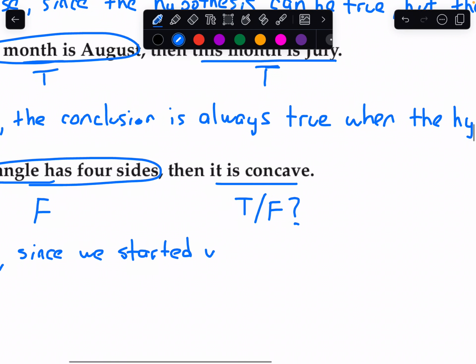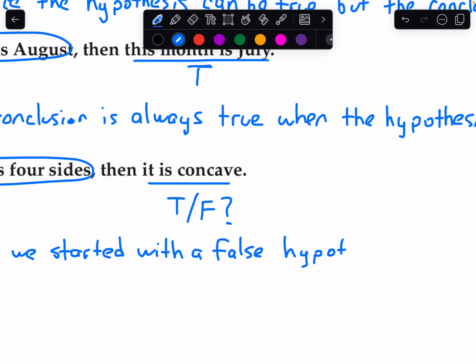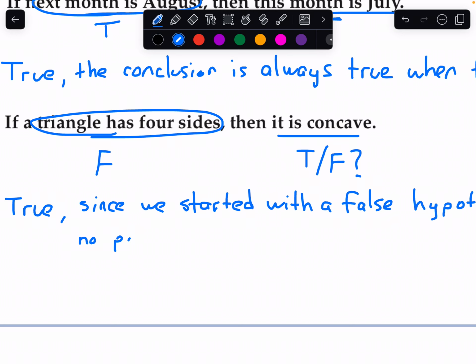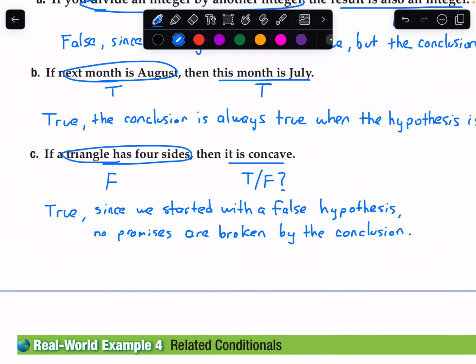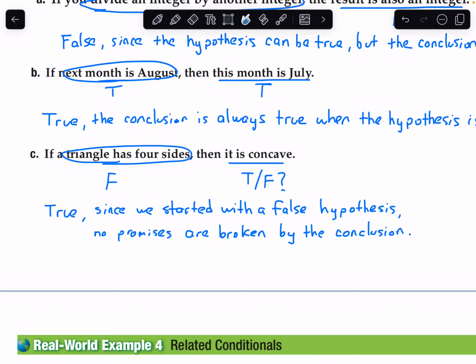since we started with a false hypothesis, no promises are broken by the conclusion, whether it is true or false. You haven't done anything wrong, therefore the whole conditional is true. This is why you must be careful with your hypothesis when making a conditional statement.